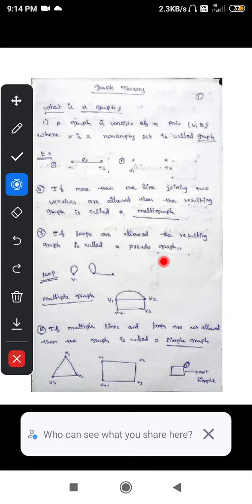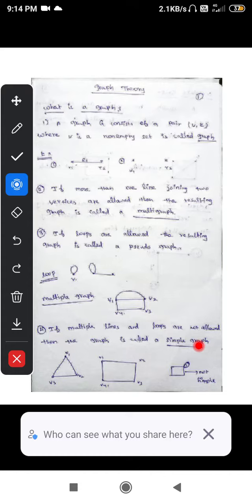Next one: if multiple lines and loops are not allowed, then the graph is called a simple graph. So a graph means vertices and edges, with a non-empty set of vertices. A loop means V1 vertex joined again to V1. Multi-lines means two vertices with more than one line joining them, called a multigraph. Multiple lines and loops are both not allowed in a simple graph.